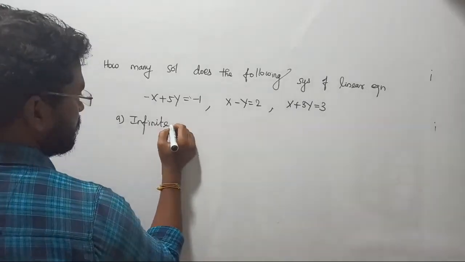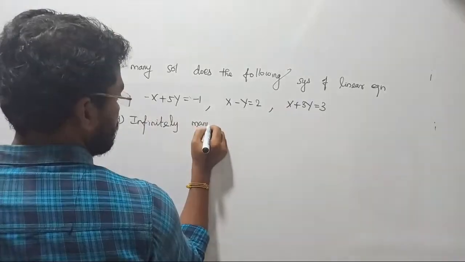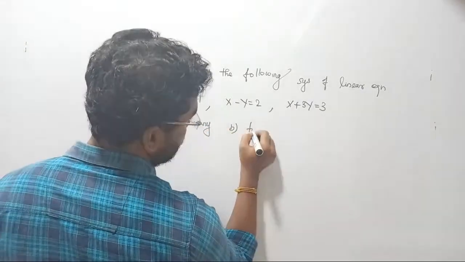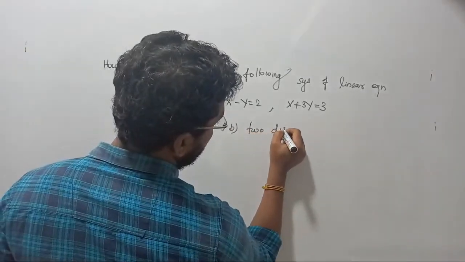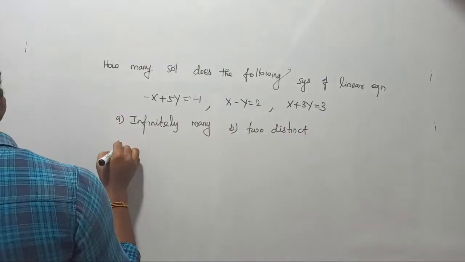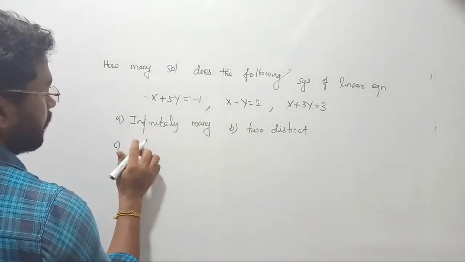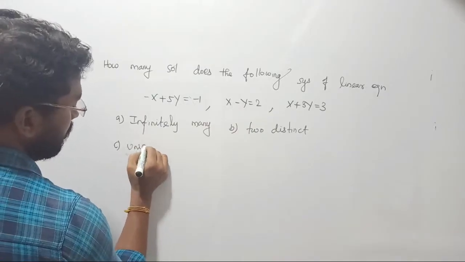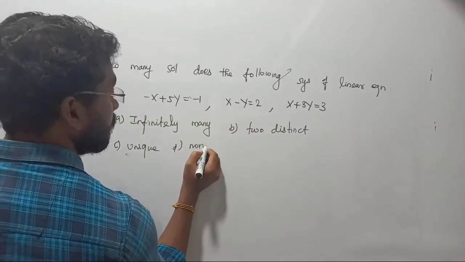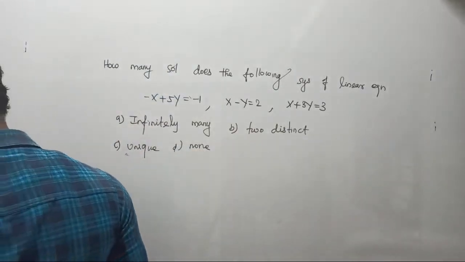Option A, infinitely many solutions. Option B, they said 2 distinct solutions. Option C, they said unique solution. Option D, they said none. Guys, figure out the solution by yourself because I'm not going to waste my time here.